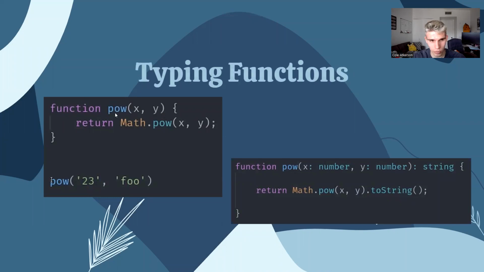Typing functions is super useful. On the left here, you can see some JavaScript code that wouldn't usually run. There would be an error because you're trying to call two strings when math.pow needs two numbers. So defining that the parameters have to be numbers is helpful for catching errors, as well as you can define the type of the return value. So this is the toString, and we're returning a string out of this function.